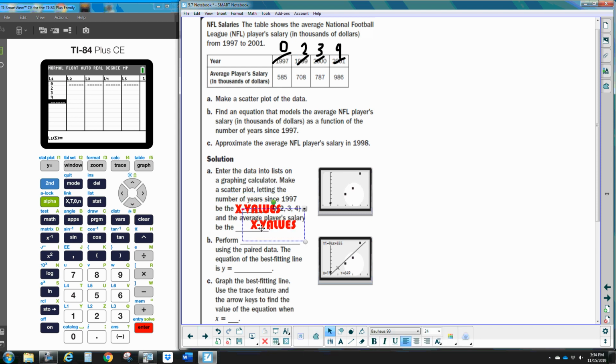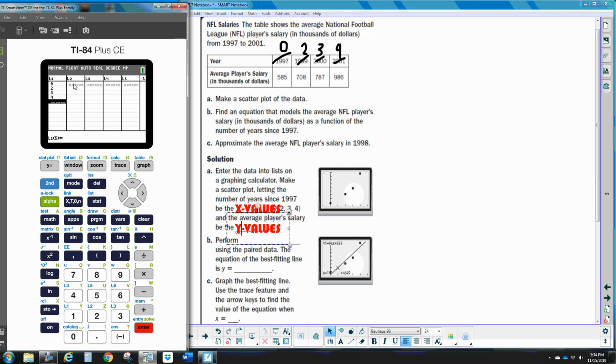Okay, now I'm going to go ahead and enter all of my average player salary as my y values. So I'm going to move over to my calculator. In list 2, I'm going to type 585, 708, 787, and 986. Okay, so now I have my data in my list.